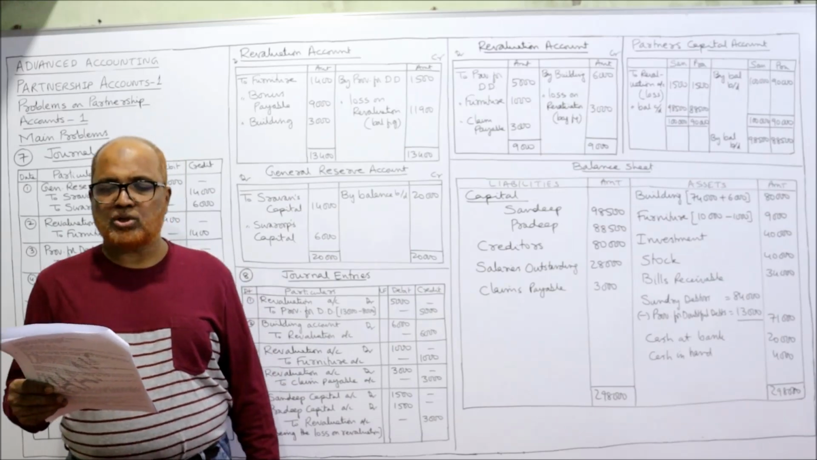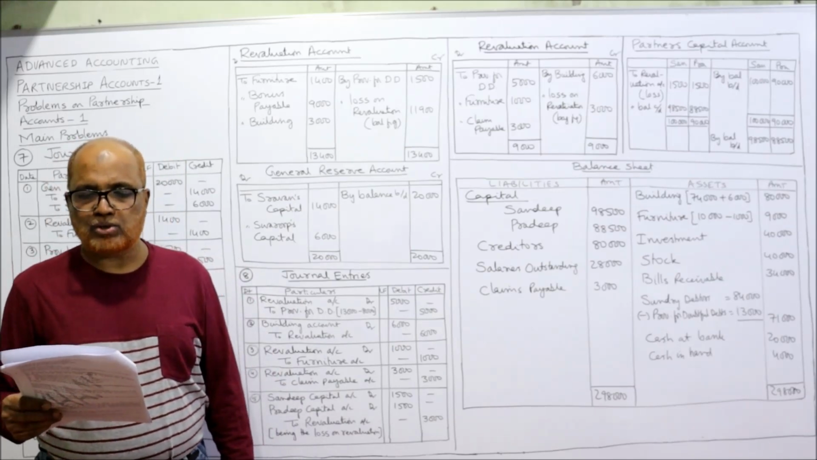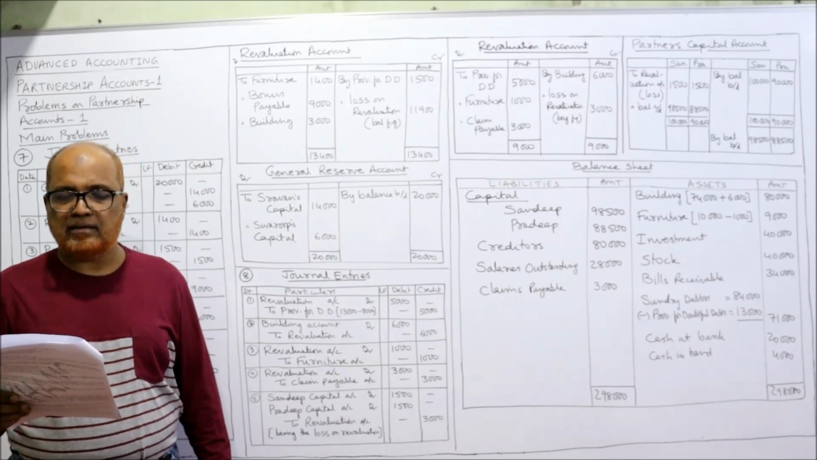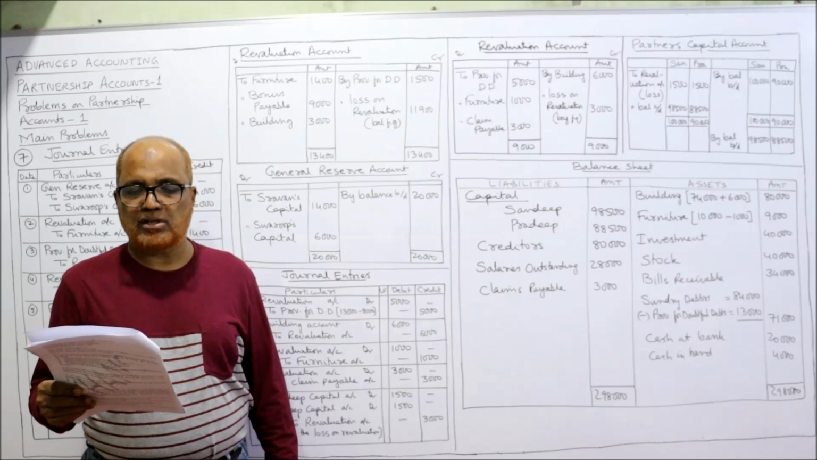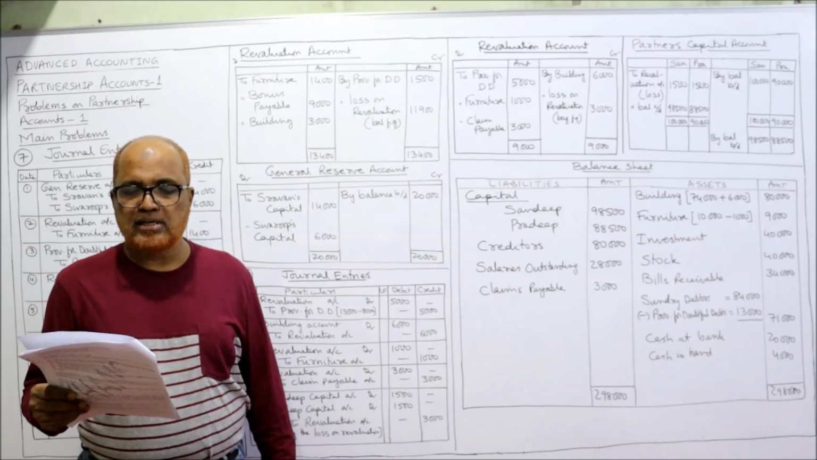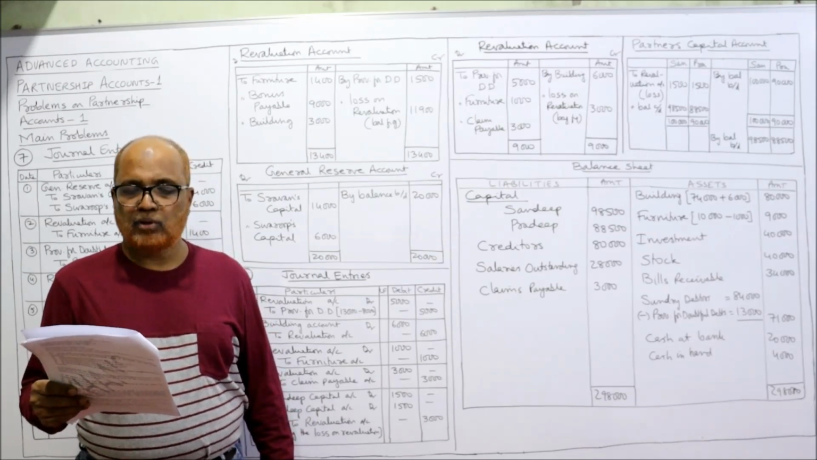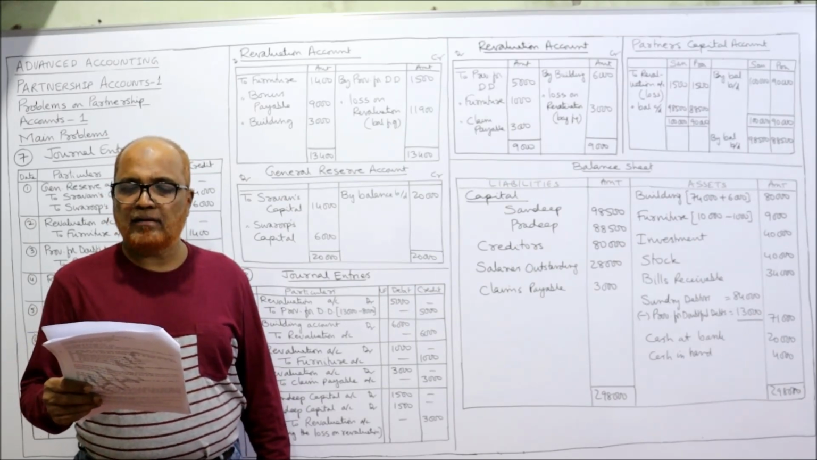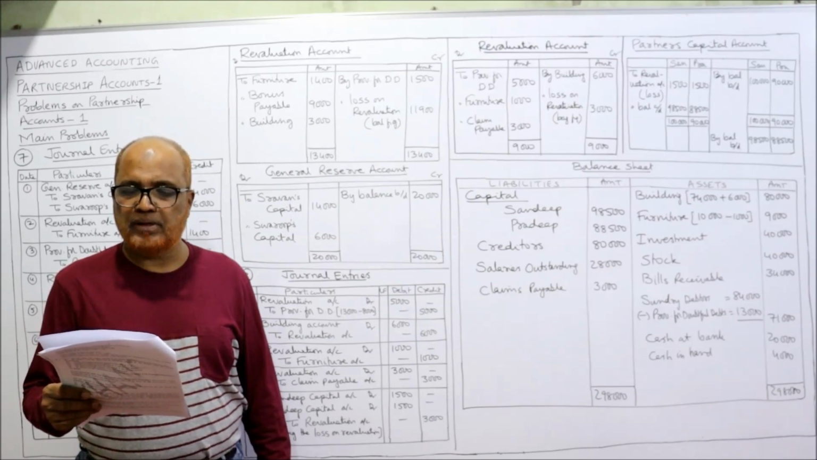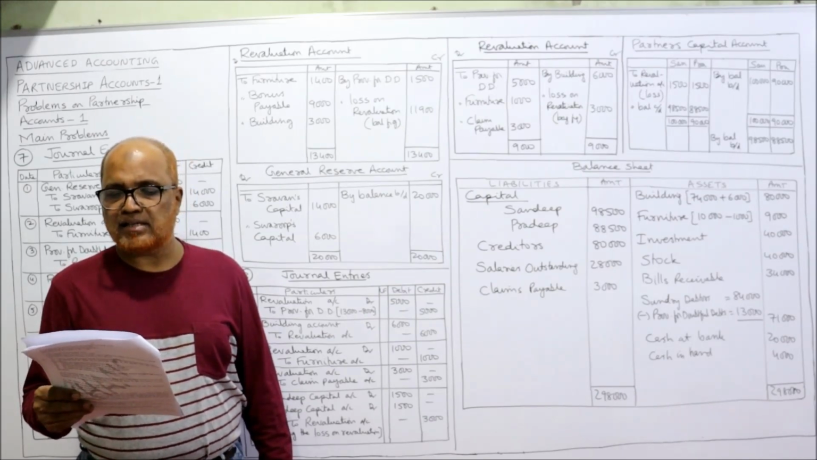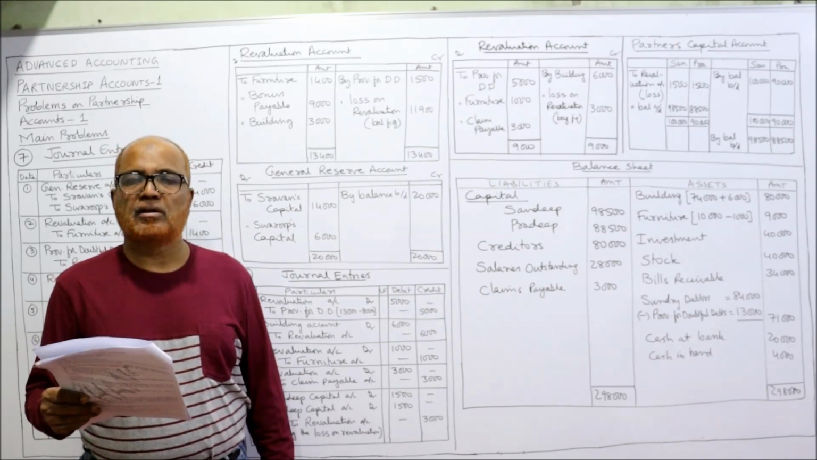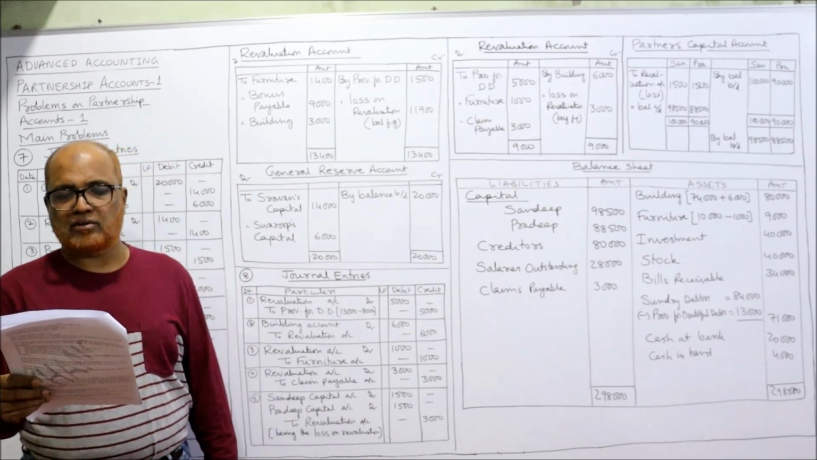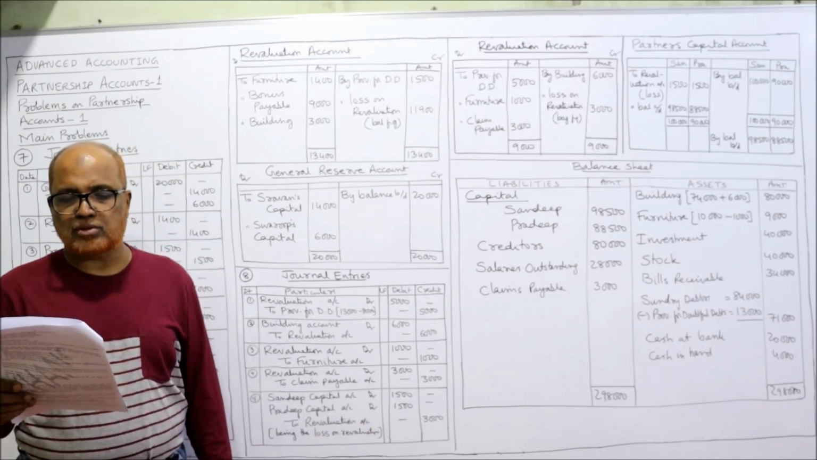The following is the balance sheet of the firm as on 31st March 2009. Liability side: capital Sandeep 1 lakh, Pradeep 90,000. Creditors 80,000, salary outstanding 28,000. So total of liability side 2,98,000. Asset side: building, furniture, investment, stock, bills receivable, sundry debtors 84,000 less provision for doubtful debts 8,000. Cash at bank, cash in hand. The balance sheet is tallied, 2,98,000.